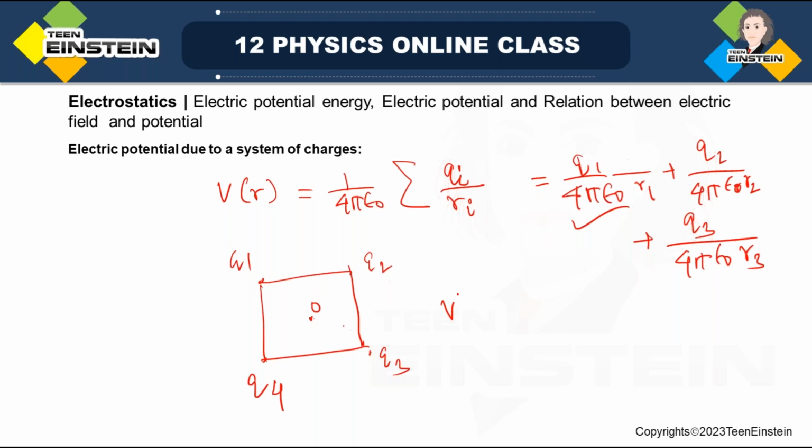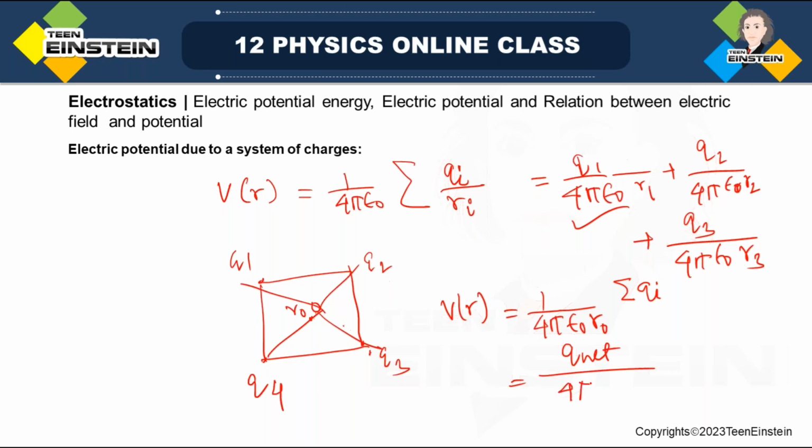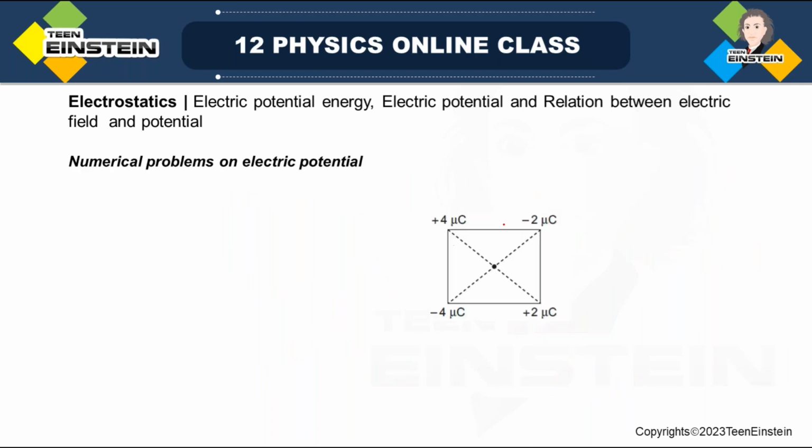In that case, this electric potential could be written as 1 by 4 pi epsilon naught. Suppose the distance is R0 from each of them, R0, and this is the summation of all the charges. Or I can say net charge Q net divided by 4 pi epsilon naught R0. So this will be in case of a system of charges when all the charges are at the same distance from the point where we are calculating electric potential. Okay, we have taken one example in this case.